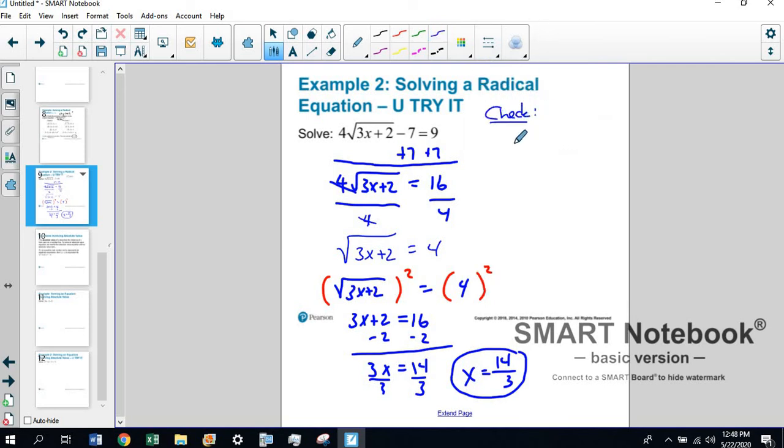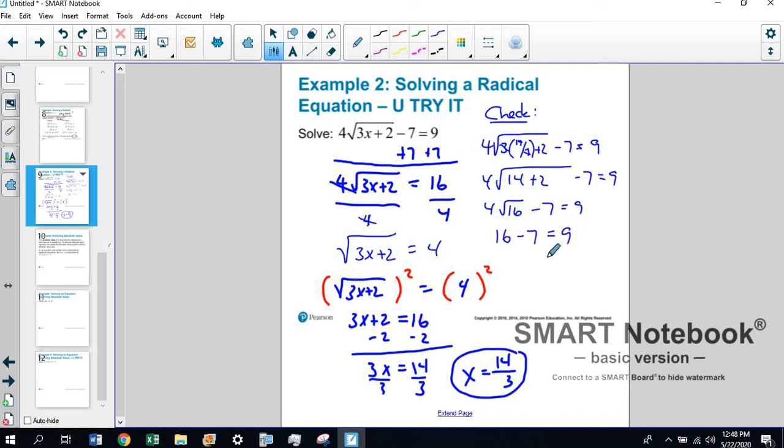So let's check it. We go back to the original equation. 4 times the square root of 3 times 14 thirds plus 2, minus 7 equals 9. Okay, so 3 times 14 thirds is just 14, plus 2, minus 7 equals 9. 4 times the square root of 16, minus 7 equals 9. Square root of 16 is 4. 4 times 4 is 16. So 9 equals 9. And that checks.